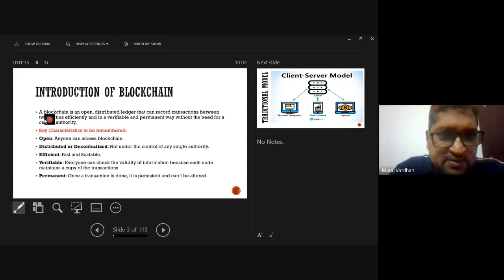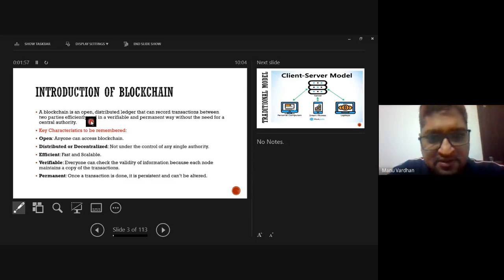As per the definition, a blockchain is an open distributed ledger that can record transactions between two parties efficiently and in a verifiable and permanent way without the need of a central authority. So dear participants, if I ask you to take away a few keywords from this definition, what will be the keywords that come to your mind? I expect central authority, then distributed ledger, then this word permanent.